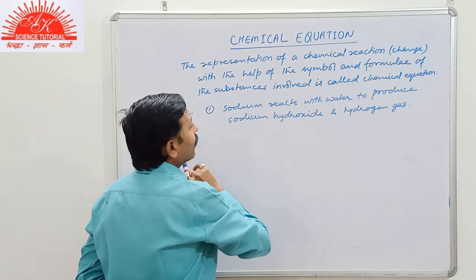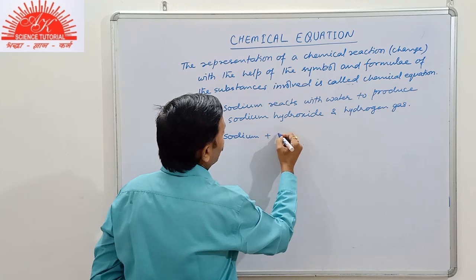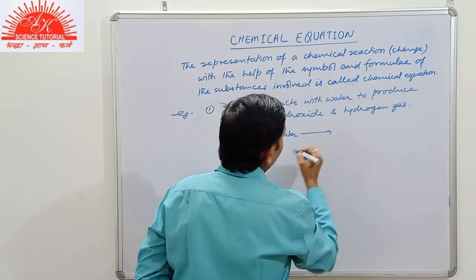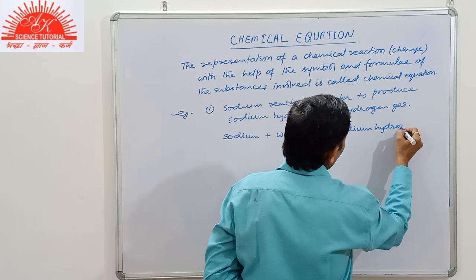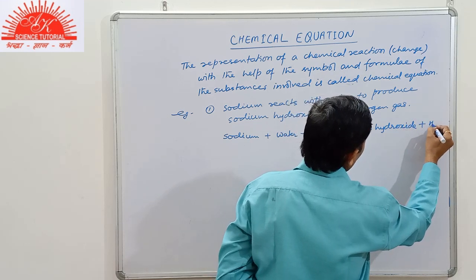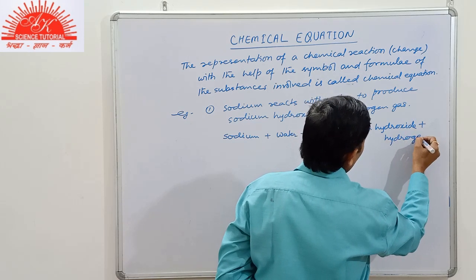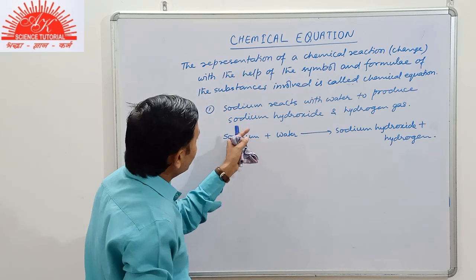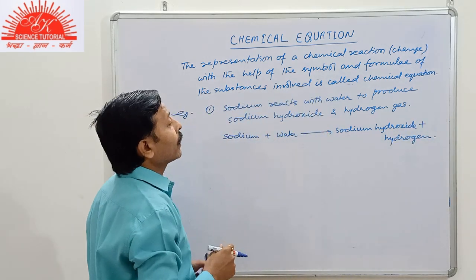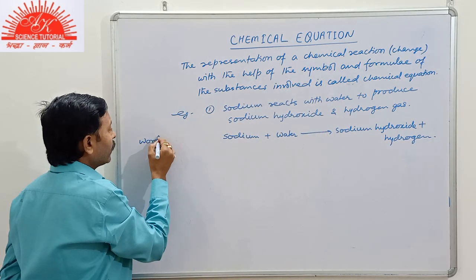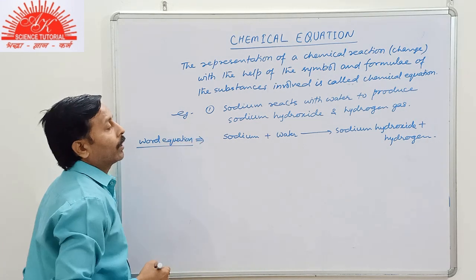Now, what are the reactants? Reactants: sodium plus water gives sodium hydroxide plus hydrogen gas. Now this is written to represent the reaction, but this is called a word equation. This is the word equation.